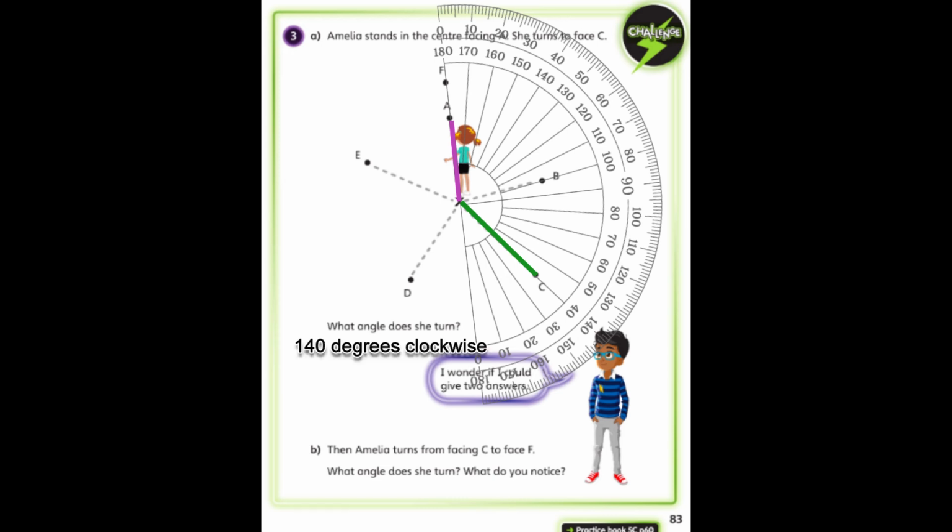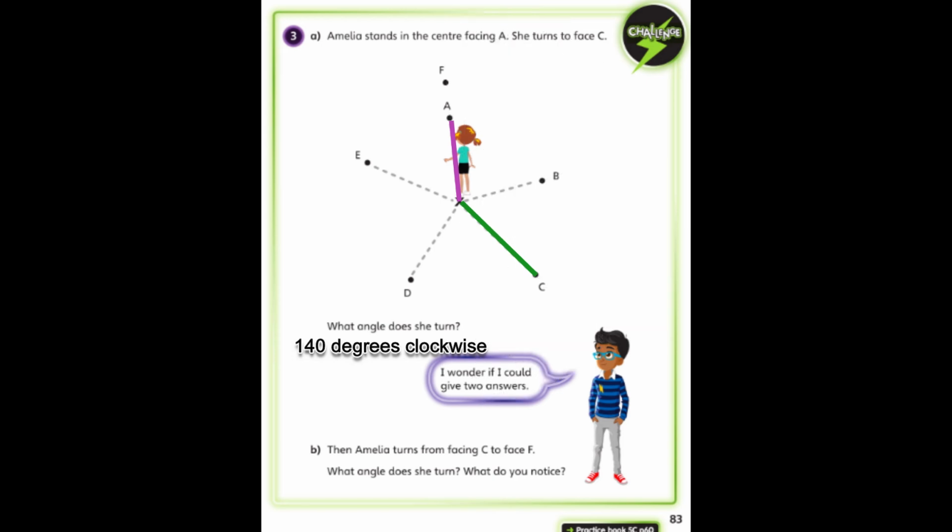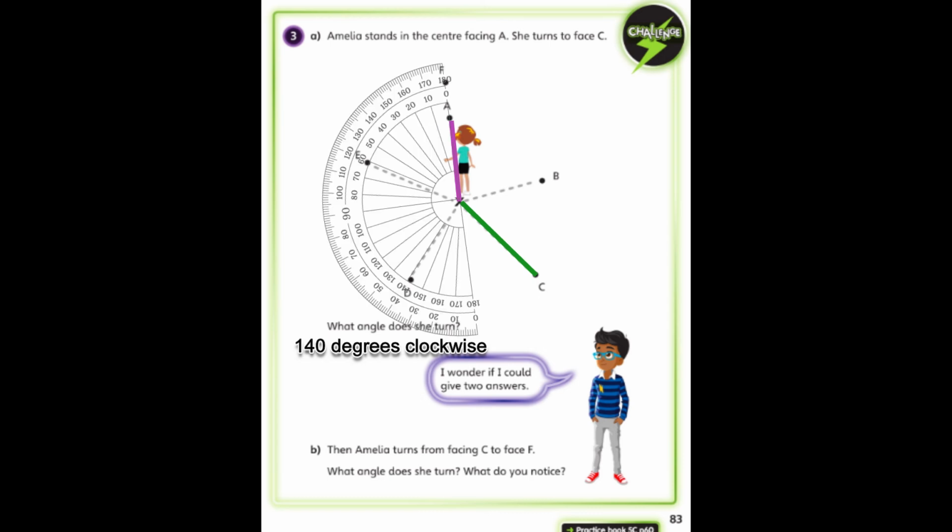But what if she turned the other way? If she passed E, then D, and then got to C? Well, I don't actually have to measure this, and in fact, I can't really use my protractor to measure it, because I'll even show you now, if I try and lay it down flat along the line going to A, the protractor doesn't go around far enough to reach C. That's because this is something called a reflex angle. It goes beyond 180 degrees.